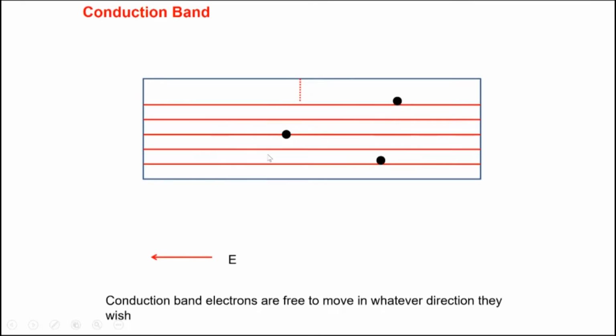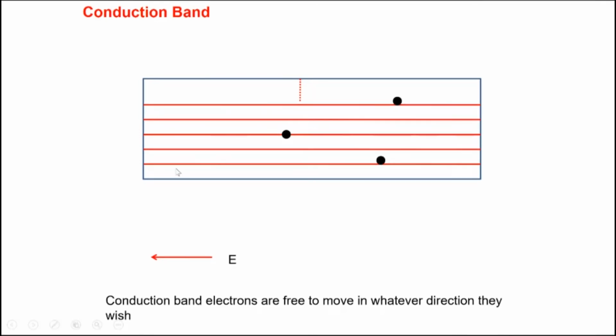The electrons in the conduction band can move in response to an electric field and give rise to current. We call these free electrons. They can move from one place to another in the conduction band here.